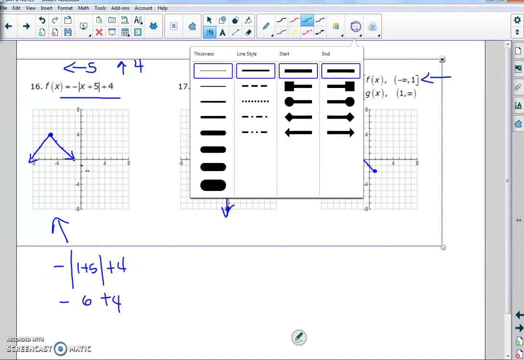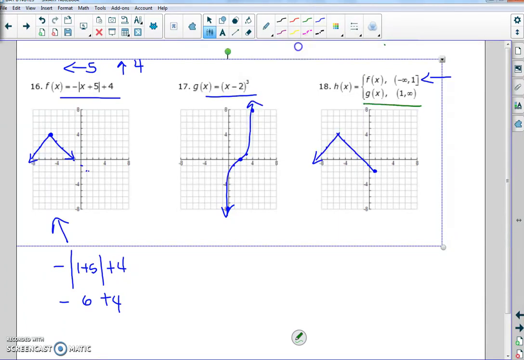Then I'm going to go to this one, and I look at this. So I'm going from 1, where was I at 1? I was at -1 right here. And I'm going to put an open circle because that is a parentheses. And then I follow the pattern the rest of the way. And I get an arrow because I'm going to infinity.